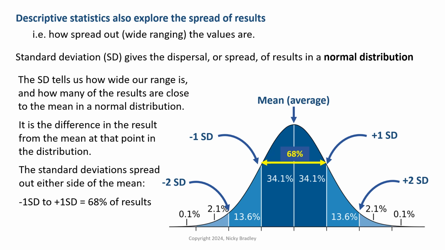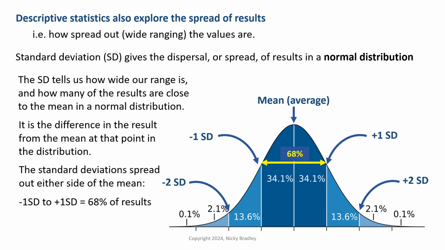-1 standard deviation through to +1 standard deviation always comes to approximately 68% of the results. Obviously, you can work out there it's actually 68.2, isn't it? But we call it 68% of the results within -1 and +1 standard deviations.